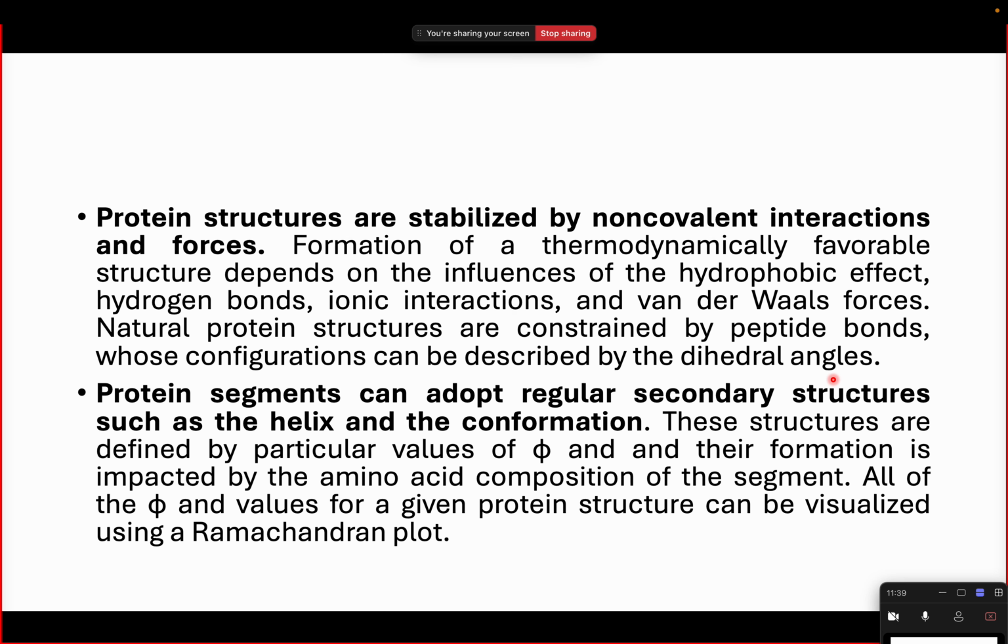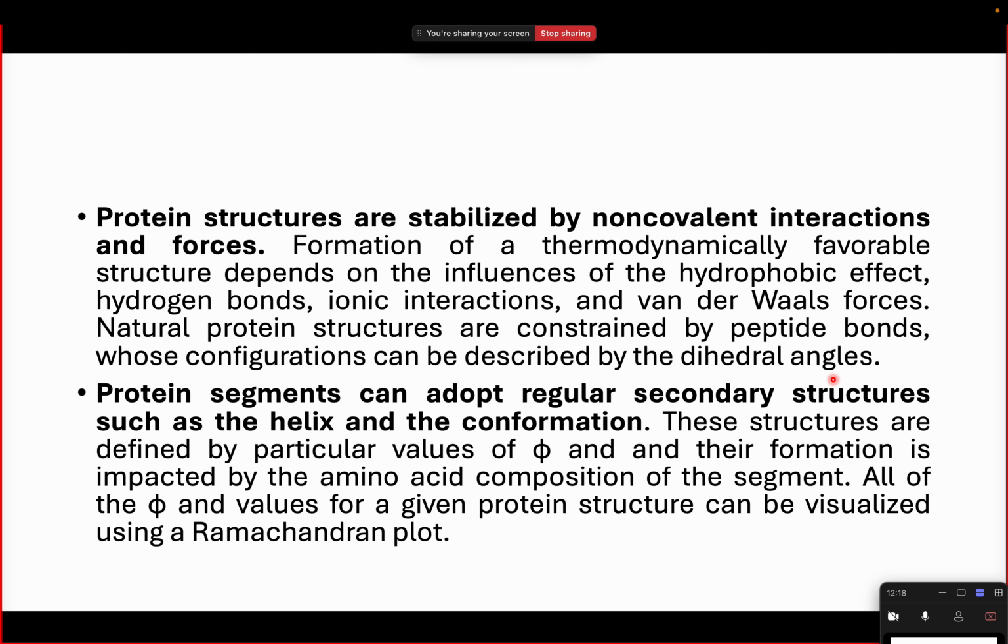Natural protein structures are constrained by peptide bonds whose configurations can be described by the dihedral angles. There are many non-covalent interactions which play a significant role in determining the structure of a protein. These are the forces which basically retain the 3D structure of a protein. It's not the covalent bond, though covalent bonds are the strongest type of bonds, but in number non-covalent interactions are predominantly present, and these are the ones which actually stabilize the protein.